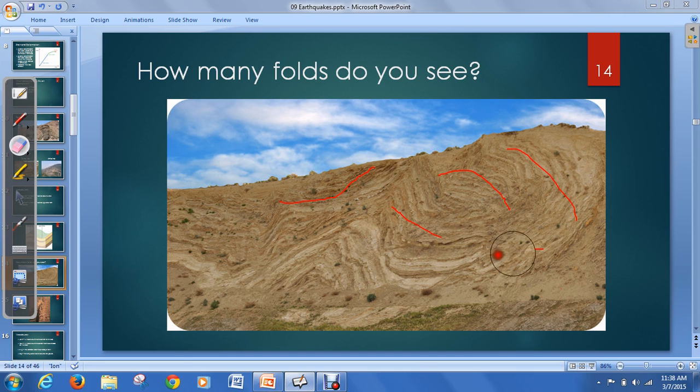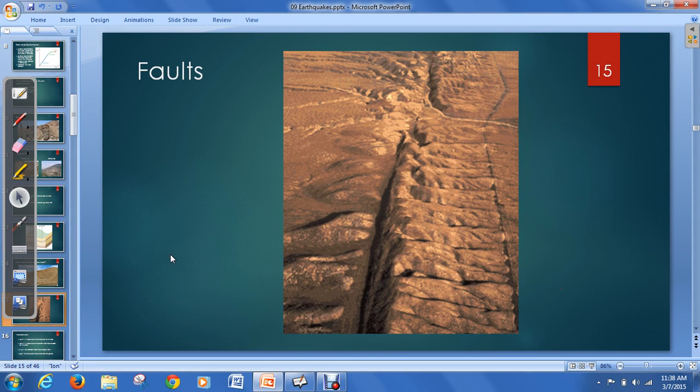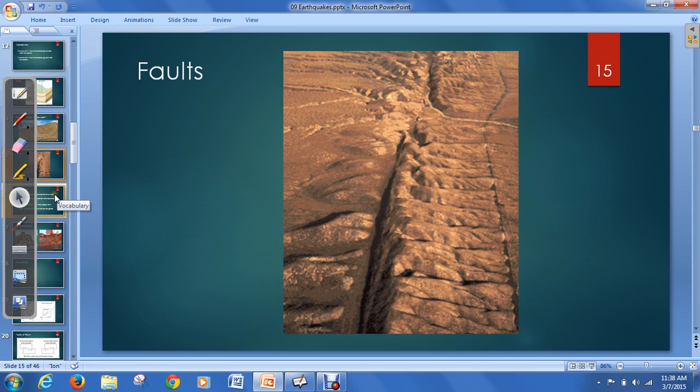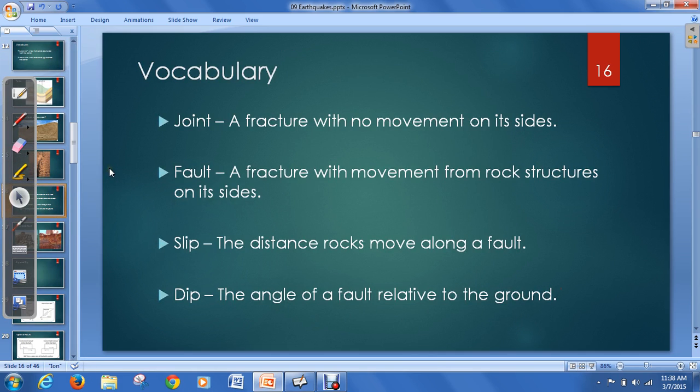Okay. And then the last thing we want to cover is fault lines. We've talked about faults quite a bit when we talked about transform plate boundaries, because all transform plate boundaries tend to be faults, but not all faults have to be transform plate boundaries. So let's look at some of the other types of faults. But before we do that, let's look at some of the vocabulary we need to know.